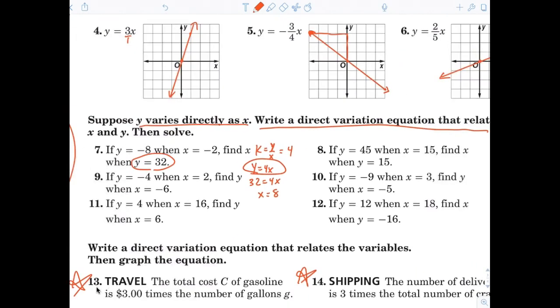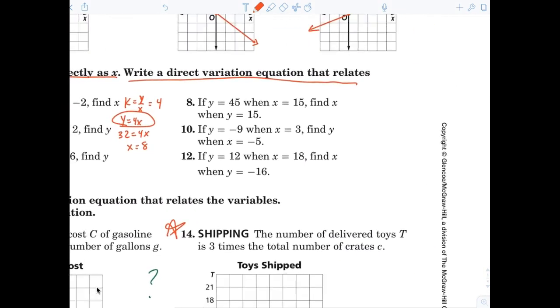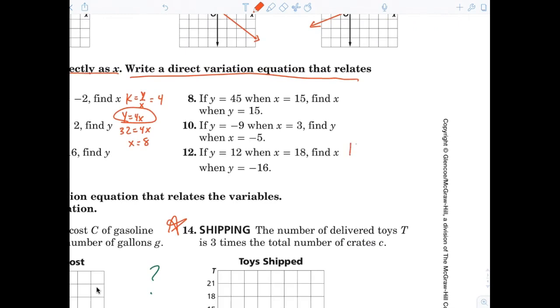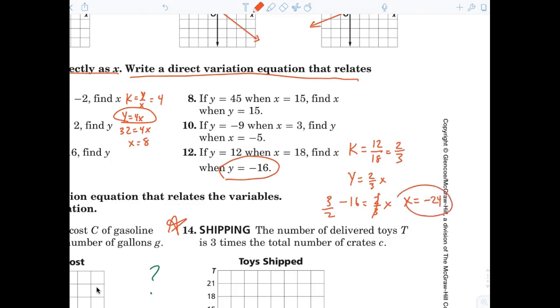All right. Now, does anybody need specific help with 7 through 12? Yes. 12. All right. Let's look at 12. So for number 12, again, I would say k equals y over x, which is 2/3. Do you agree with that? Mm-hmm. So now you would write down y equals 2/3 x. Y is negative 16. Negative 16 equals 2/3 x. Multiplied by the reciprocal. So x is equal to, what is that? Negative 24. Easy.